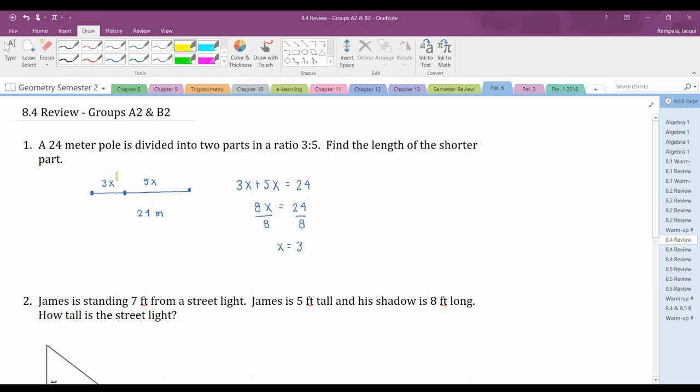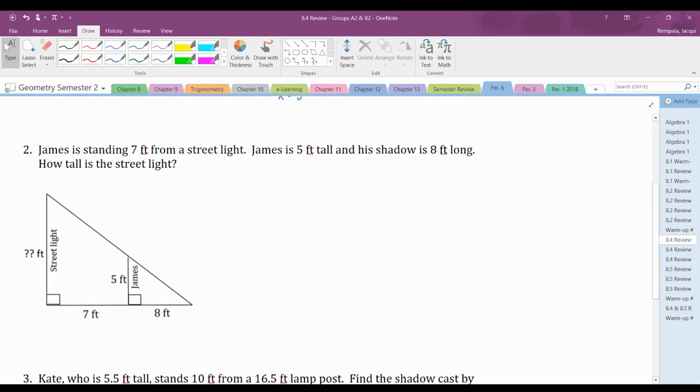So we've got two different pieces to the pole. Well, the shorter part is going to contain the smaller number. So that's the 3x. So 3 times 3 is going to get us that length. 3 times 3 is 9. We are talking units of meters, so I'm going to put that unit with it. So 9 meters would be the length of the shorter part.